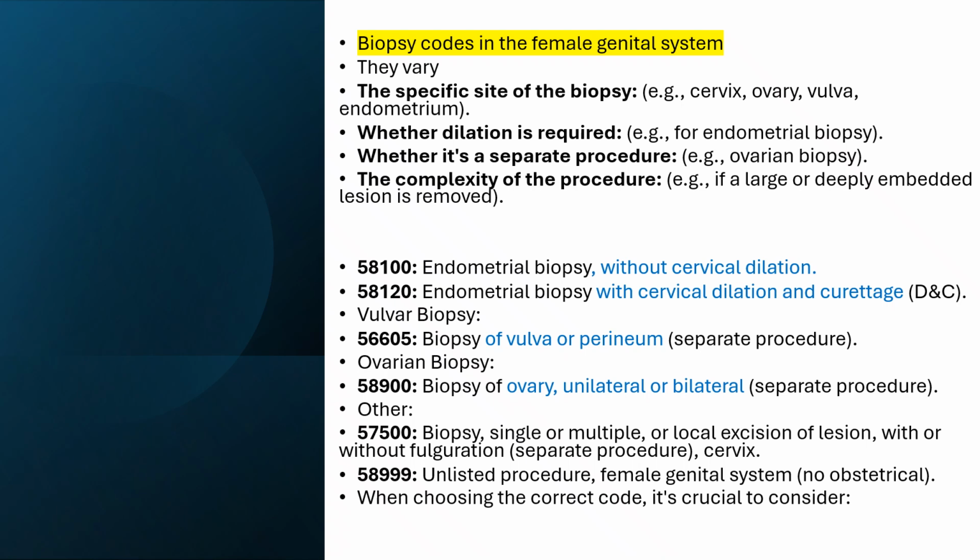Now let us look at certain biopsy codes. The biopsy codes, as far as the female genital system is concerned, are mainly for the specific site where the biopsy has been carried out, whether in the cervix or ovary or vulva or endometrium. And during the biopsy, have we done the dilation? So that is an additional consideration. And whether it is a separate procedure, because sometimes we have to code it as a separate procedure, but sometimes it is part of the major procedure. The complexity of the procedure is also an important consideration.